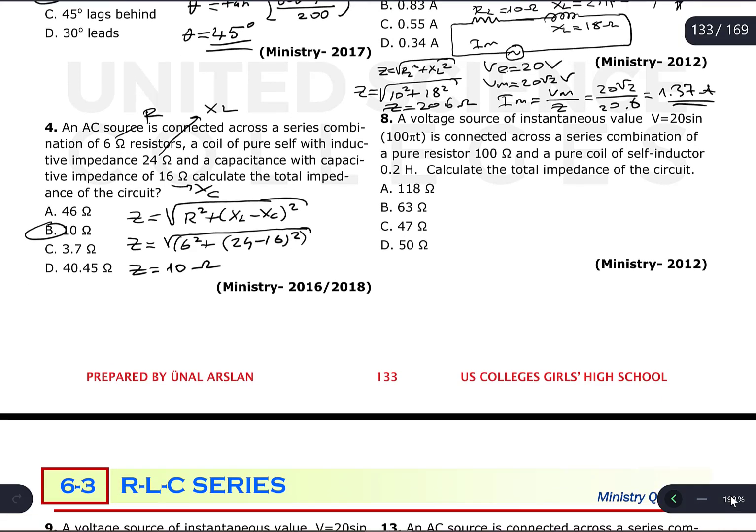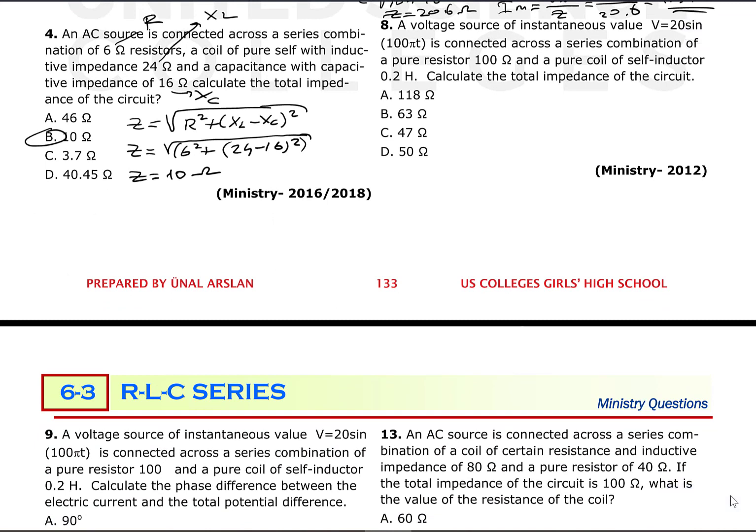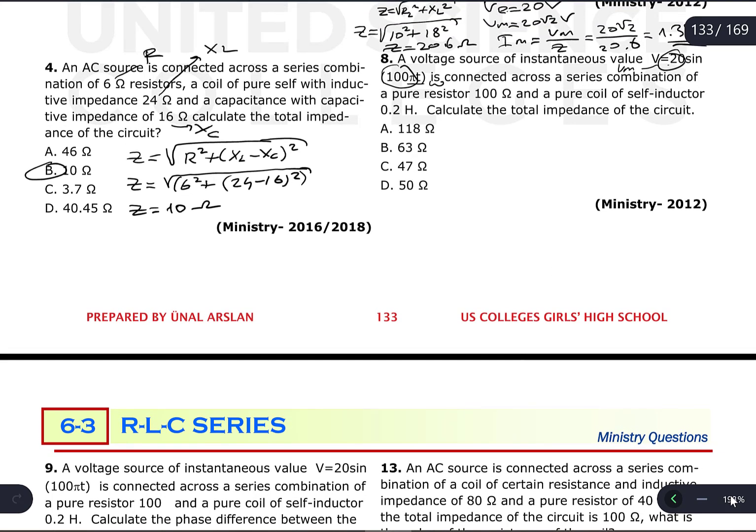And question number 8. A voltage source of instantaneous value 20 sin 100πt. This is Vm, maximum potential difference 20 volt, and 100π is the omega. It is connected across a series combination of a pure resistor, this is R, and a pure coil of L. Calculate total impedance. Total impedance is Z, but to calculate Z I need to know what XL is. R is given, but XL is not given.